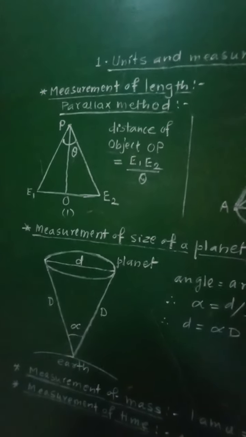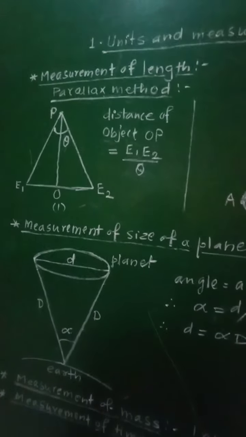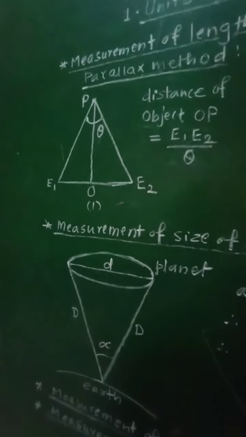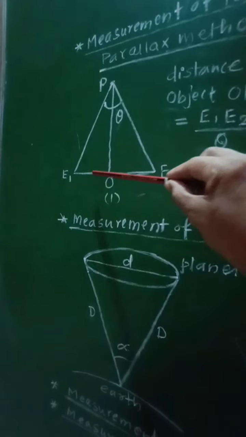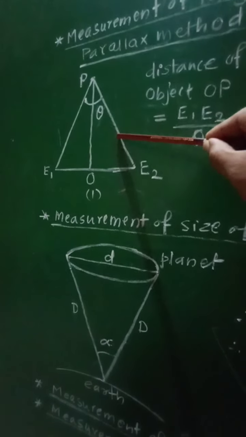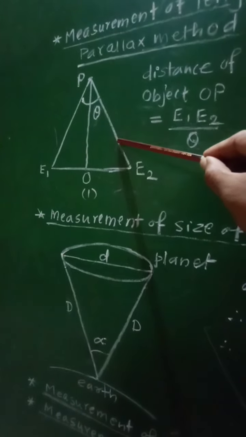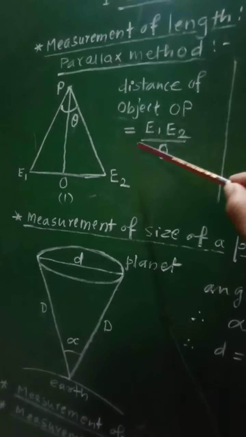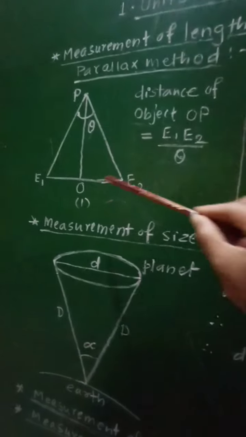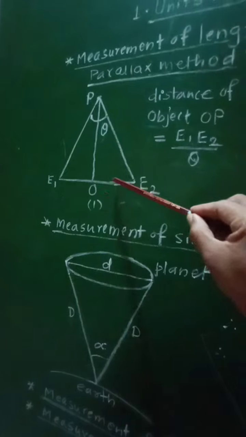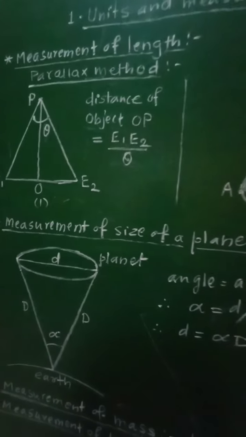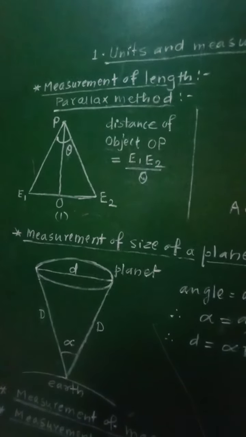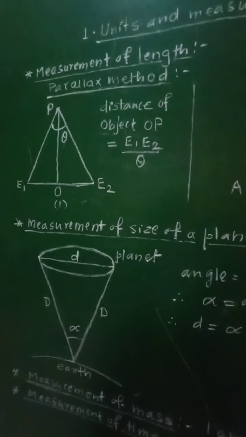That is, from this first figure, the distance of the object P from these positions of eyes E1 and E2 can be calculated. This distance will be calculated as distance of the object, that is OP. That distance will be equal to E1 E2 upon theta. So this distance E1 E2 upon theta will give us the measurement of that length, that is the distance of that object from the eyes.